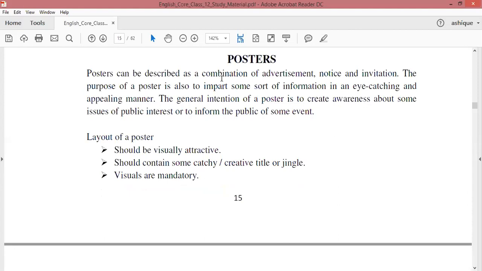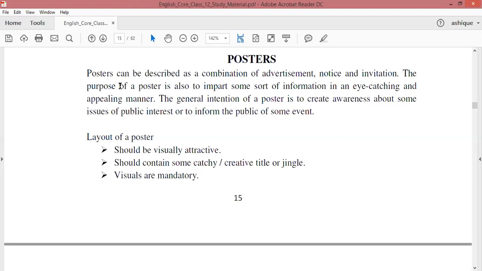That is poster making. Posters can be described as a combination of advertisement, notice, and invitation. Here we will cover all three, and we can say that is poster. The purpose of a poster is also to impart some sort of information in an eye-catching and appealing manner.